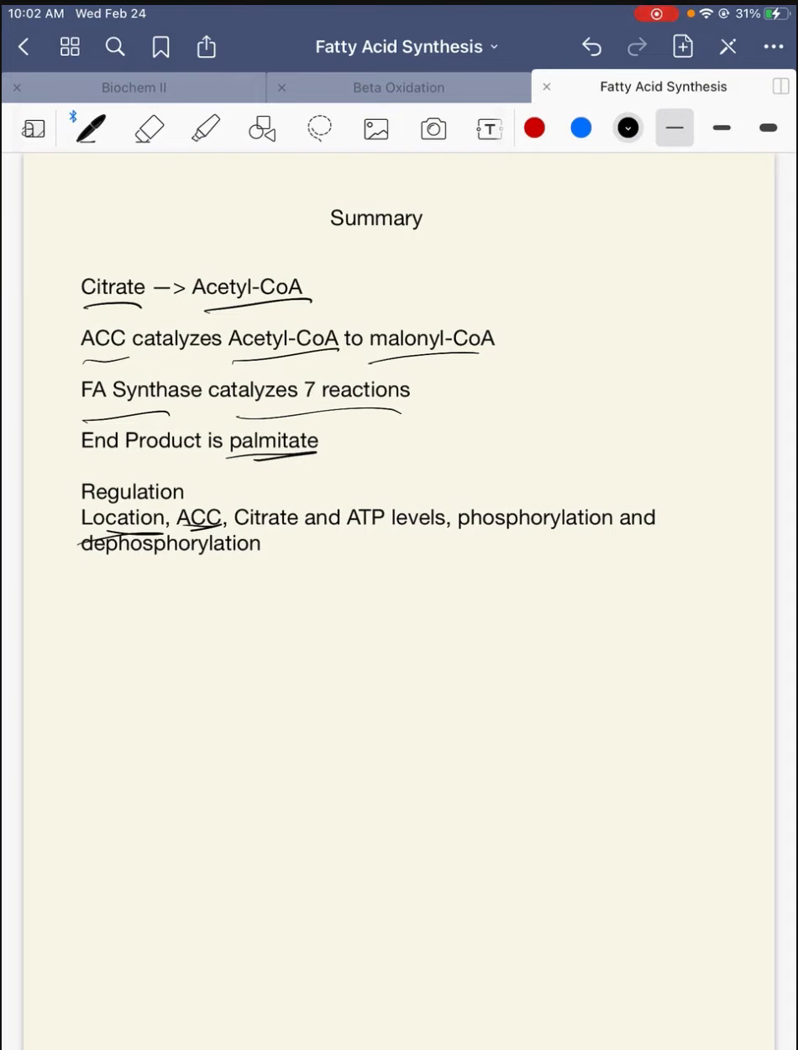So this is it for fatty acid synthesis. I'll upload the beta oxidation. It's helpful when you go over both around the same time, so they're linked. They're very closely related, especially with the chemistry and how they start and how they finish.